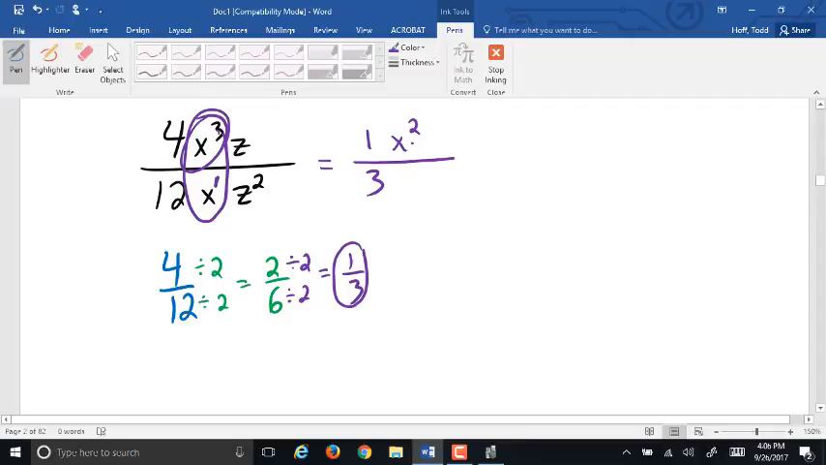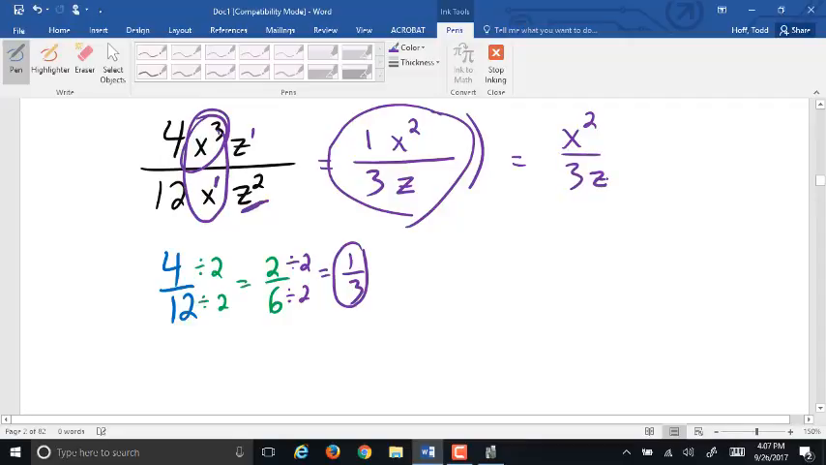Is z going to end up on top or bottom in our result? Bottom, because that's the larger power, z to the second. Again, we treat that top one as z to the 1. And what's the power of z going to be? Yeah, z to the 1 or just z, because 2 minus 1 is 1. So we can leave it as 1x squared over 3z, or we could get rid of the 1 on top, so it could just be x squared over 3z if you wanted to.